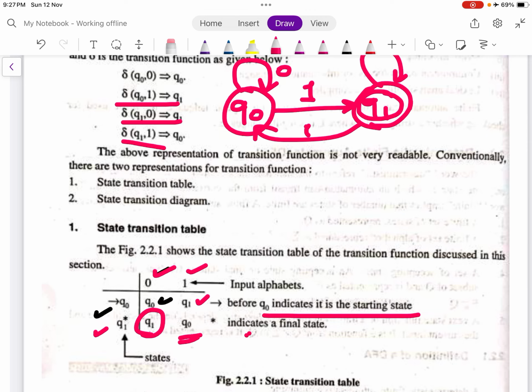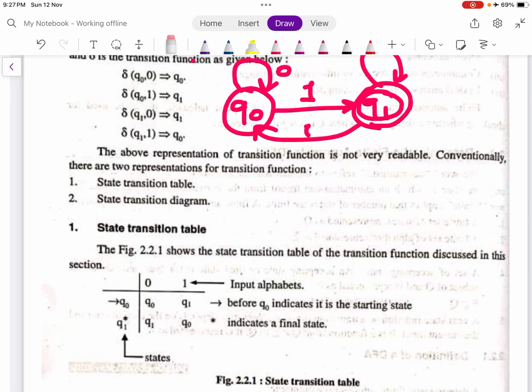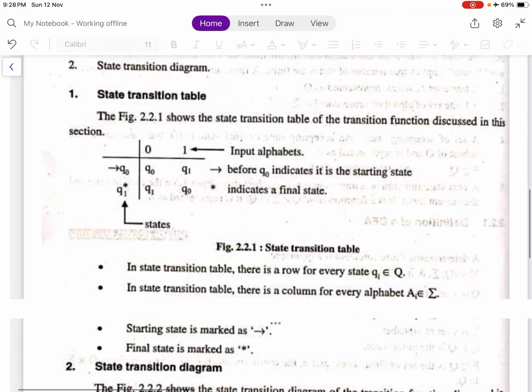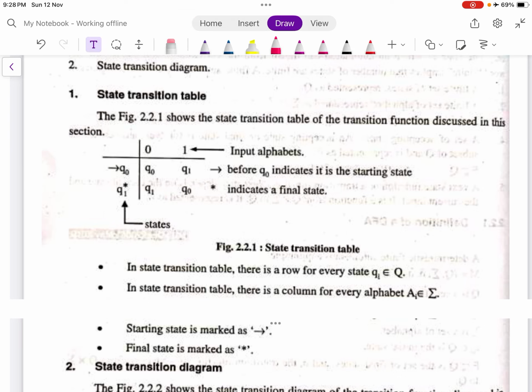So Q0 indicates the starting state and asterisk indicates the final state. That means Q0 is the start state and Q1 is your final state because there is an asterisk. In the transition table, there is a row for every state Qi belonging to Q. In the transition table, there is a column for every alphabet ai belonging to Σ. Starting state is marked with an arrow.